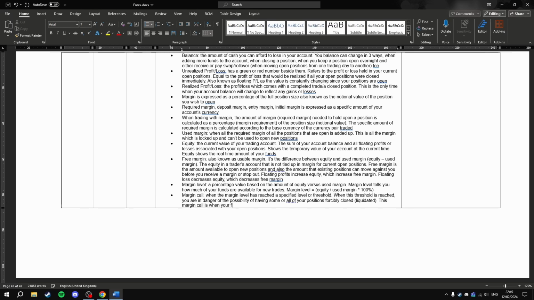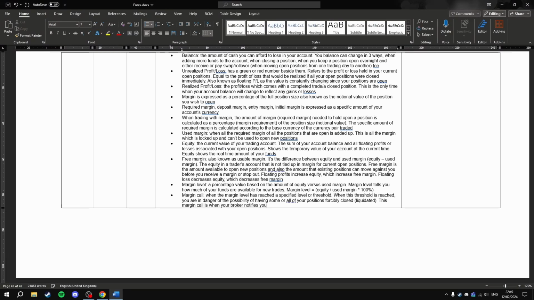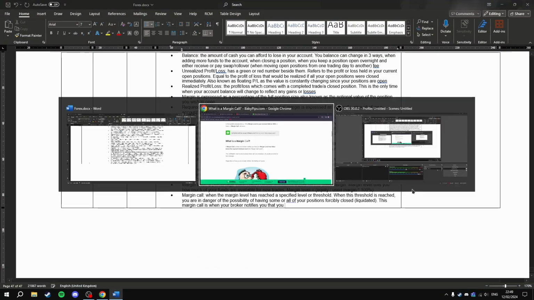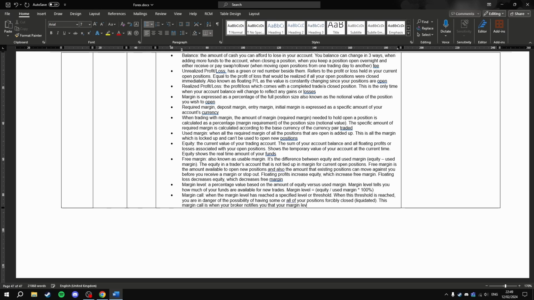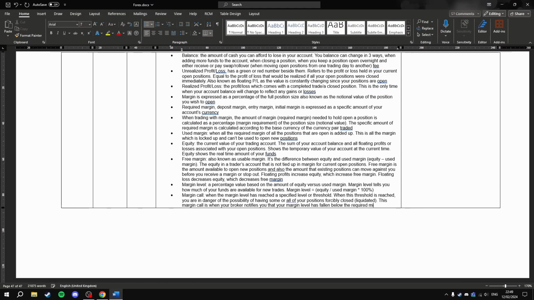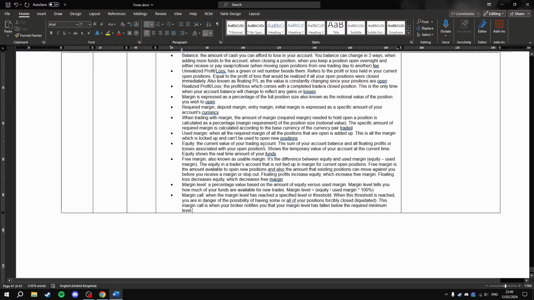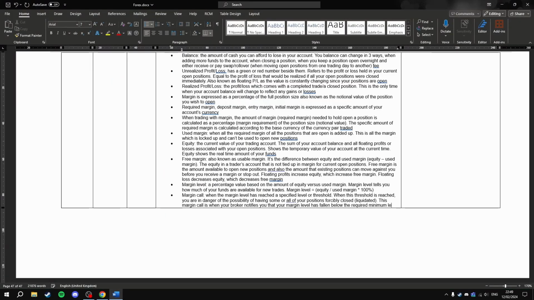A margin call is when your broker notifies you that your margin level has fallen below the required minimum level. The minimum margin level is the margin call level.